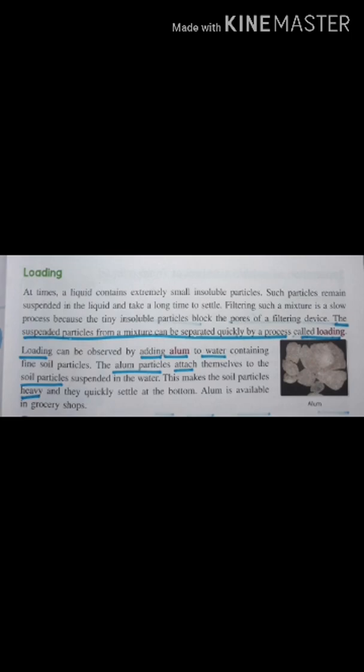Next topic is loading. It is a process in which we can separate suspended particles from a mixture. Suspended particles means particles which remain in suspension in water. So, in this process, alum is added to the liquid.